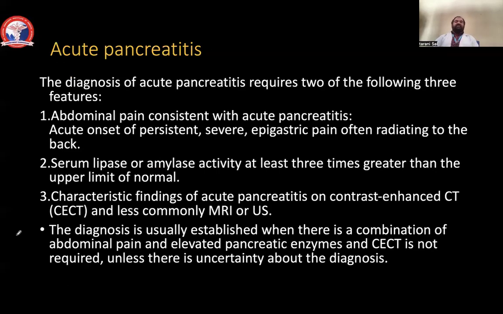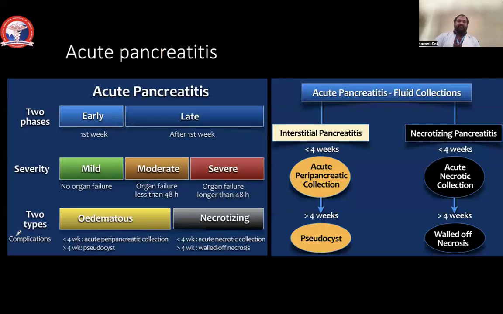Acute pancreatitis. The diagnosis of acute pancreatitis requires two of the following three features: abdominal pain consistent with acute pancreatitis, which includes acute onset of persistent severe epigastric pain, often radiating to the back; serum lipase or amylase activity at least three times greater than the upper limit of normal; and characteristic findings of acute pancreatitis on CT, and less commonly on MRI or ultrasound. The diagnosis is usually established when there is a combination of abdominal pain and elevated enzymes, and CT is not required unless there is uncertainty about the diagnosis.